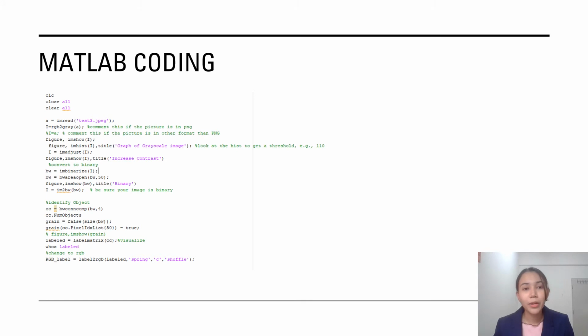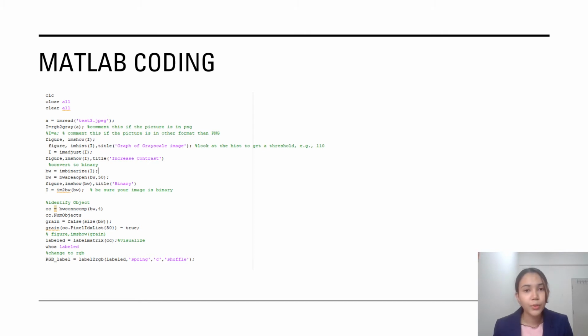Now, I'm going to explain about the coding. First, we close and clear all the workspace. After that, we read the image that we will use in this project. And then we convert the image to grayscale. And then we will print the histogram graph to check the threshold.